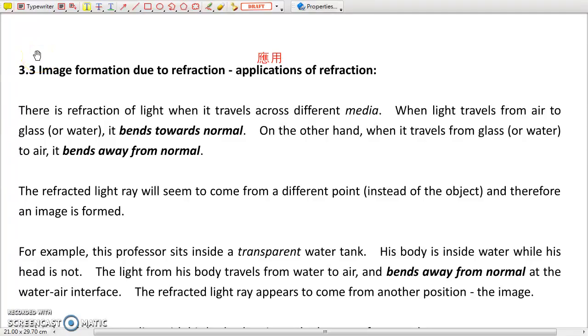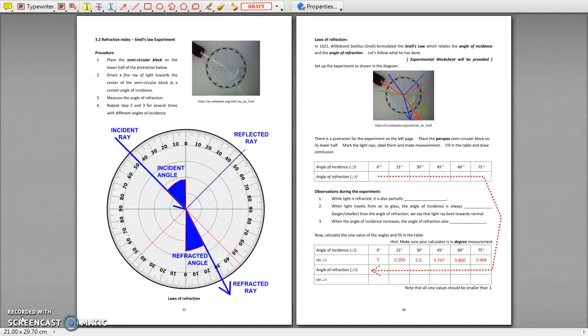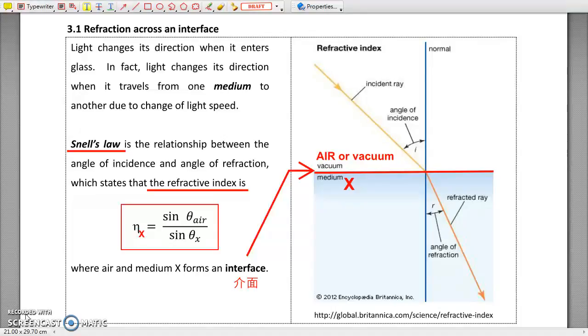3.3 Image formation due to refraction. Applications of refraction. You have learned the laws of refraction. Now you should know Snell's law. So light changes in direction when it travels across different media.